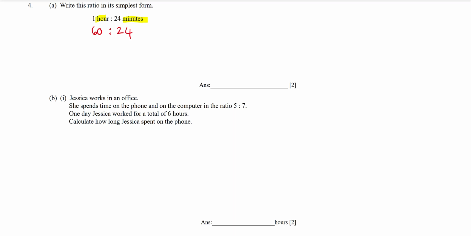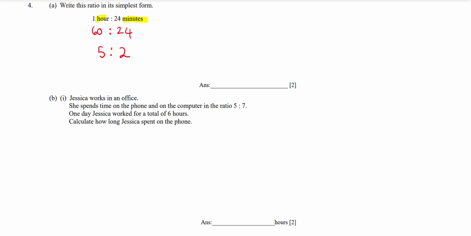And then we just need the highest common factor between these two numbers here to simplify. So 12 is going to be the highest common factor between 60 and 24. So if we divide both of these by 12, we get 60 divided by 12 is 5, and 24 divided by 12 is 2. So in its simplest form, this ratio is 5 to 2.